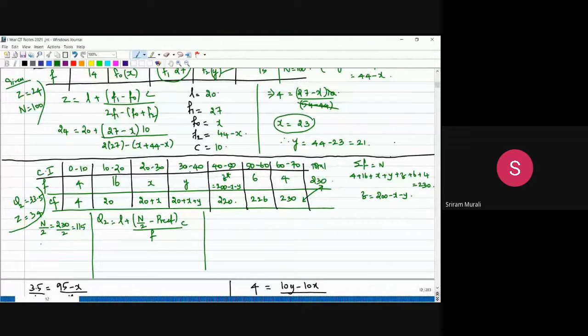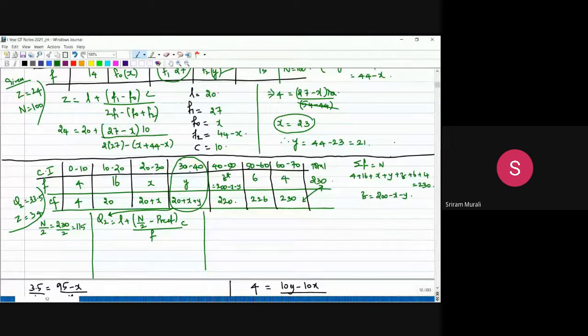Where does this 115 occur? You don't want to wait for this 115. What is your Q2? This is my Q2. Am I right? Yes, sir. Because 33.5 occurs between 30 to 40. Therefore, this is my Q2 class.